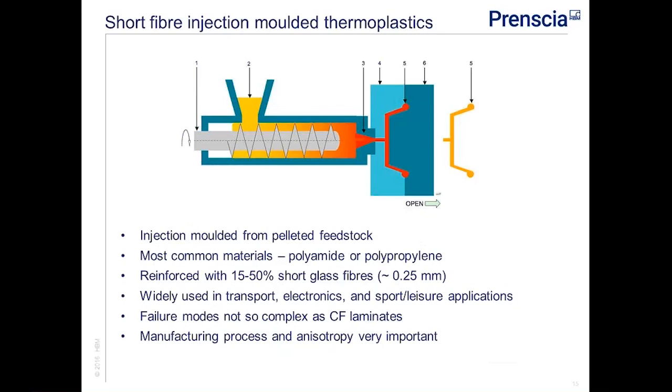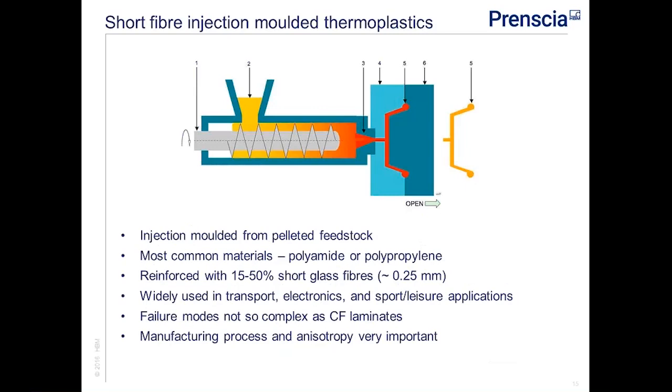Now, a composite is pretty much anything that is made out of more than one sort of stuff. But in this presentation, I'm going to concentrate on one particular type of composite, and that is short fibre reinforced thermoplastics. So these materials are made into components by a process of injection moulding. So they'll normally be a pelleted feedstock that's fed into a hopper, melted, and then squeezed into a mould.